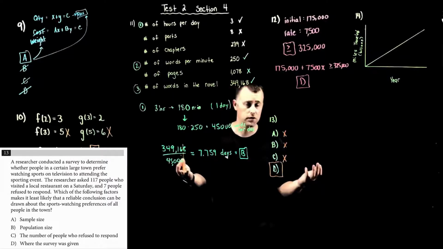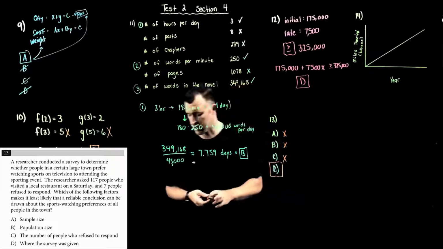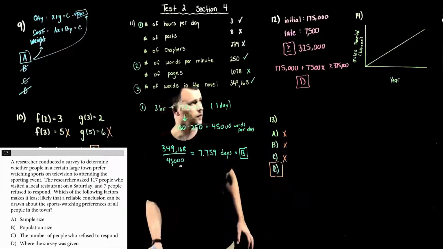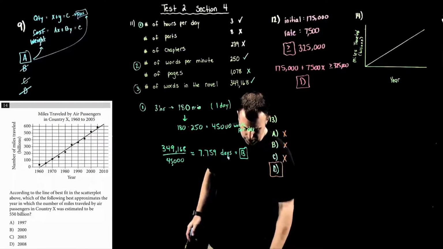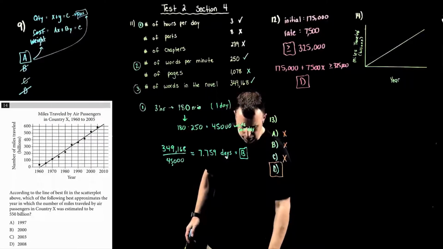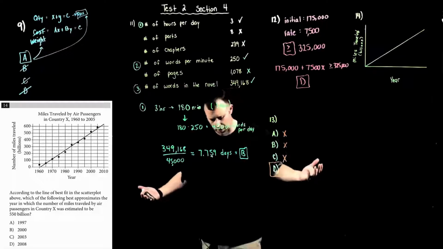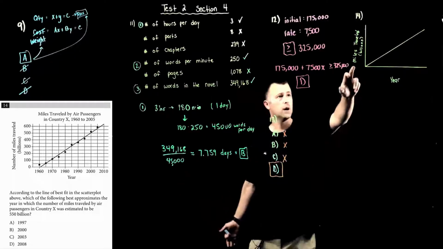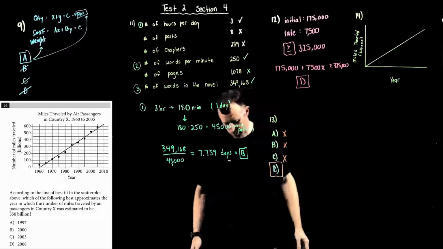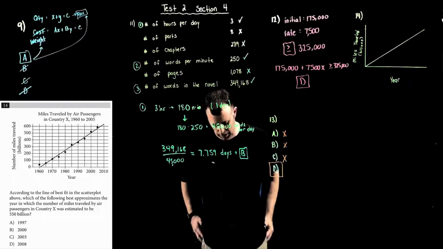All you've got to do is use process elimination, look at each scenario as it comes. All right, and lastly, we have number 14. This one's pretty quick. We just have this chart here that shows the miles traveled based off of years for air passengers in a country.